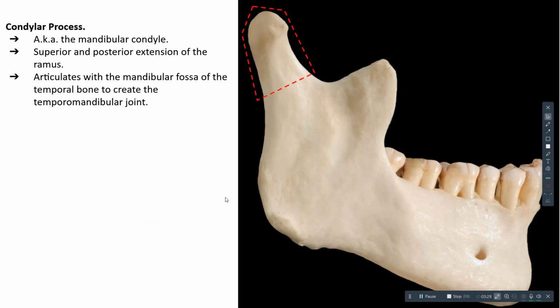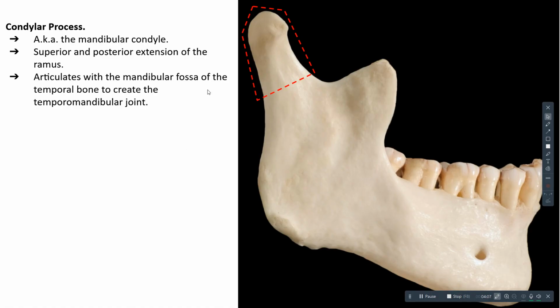Now here we got the posterior process coming off the ramus. It is called the condylar process, also known as the mandibular condyle. So notice it has this rounded projection. The word condyle means knuckle. So someone thought that looked like the knuckle on your fist. And this part is going to come up and articulate with the depression in the temporal bone. That depression is called the mandibular fossa. And this is a movable joint, one of the few movable joints we have in our skull, called the temporomandibular joint.